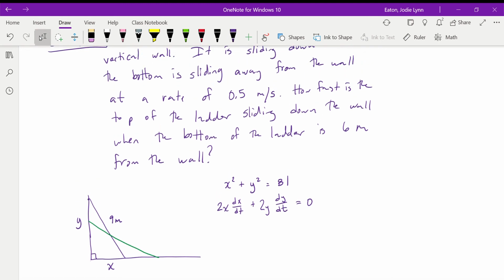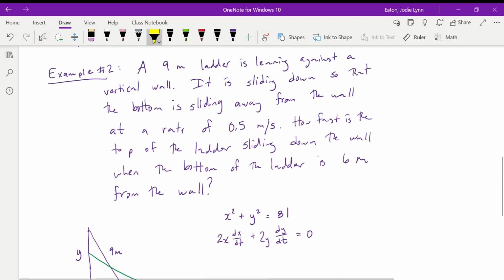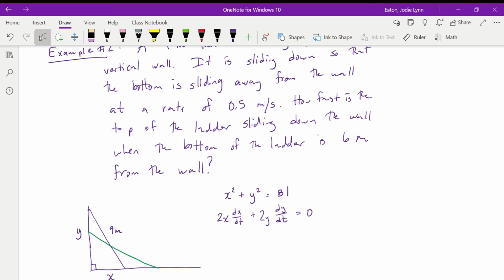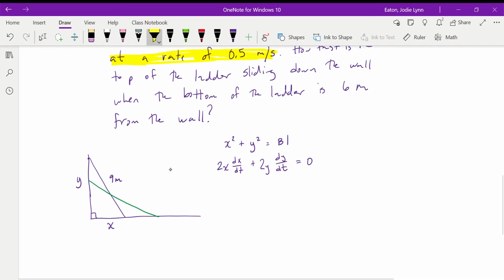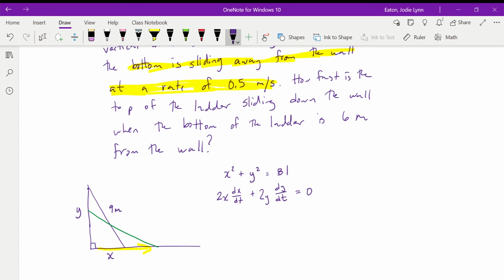So we have the first piece of information. We have the 9-meter ladder we've already put in. It is sliding down, so the bottom is sliding away from the wall at a rate of 0.5 meters per second. So that is the rate that this is sliding away from the wall. So how fast it's sliding away from the wall is going to be dx/dt. So dx/dt is 0.5 meters per second. How fast is the top of the ladder sliding down the wall when the bottom of the ladder is 6 meters from the wall?